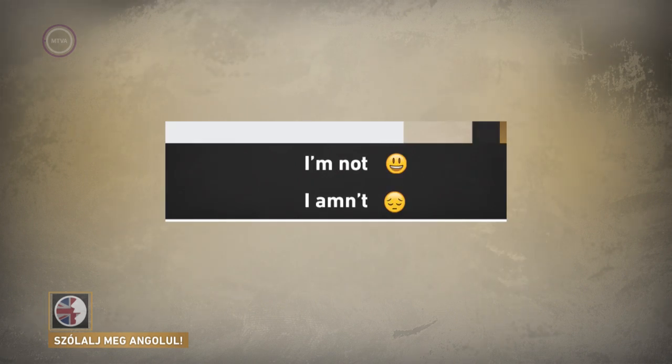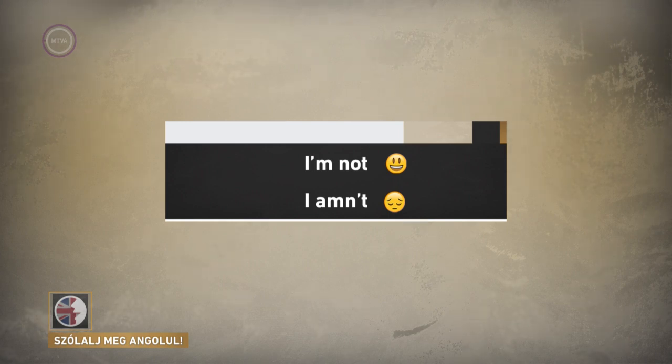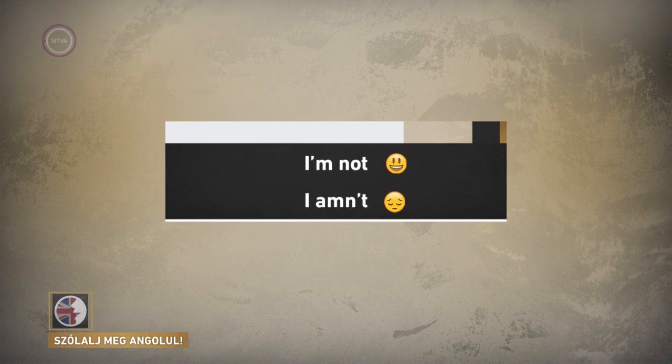The only place where there is only one form for the negative form of the verb to be is with the first person singular. There, with the first person singular, we can only say I'm not. We can't say I amn't. It sounds terrible. Okay, so that's what we looked at yesterday. So, let's get started on today.